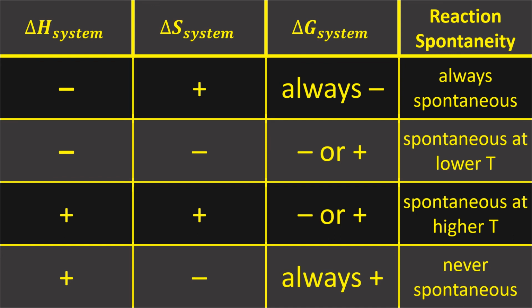If you look at the rest of this table, the second line shows that if you have a negative and negative, delta G could be positive or negative, and it's going to depend on the temperature. So this is going to result in a spontaneous reaction at lower temperatures. Our positive and positive is going to result in a negative or a positive, and it's going to result in a spontaneous reaction at high temperatures. And then if we have a positive delta H and a negative delta S, it's always going to result in a delta G that is positive, and you will never have a spontaneous reaction with that scenario.